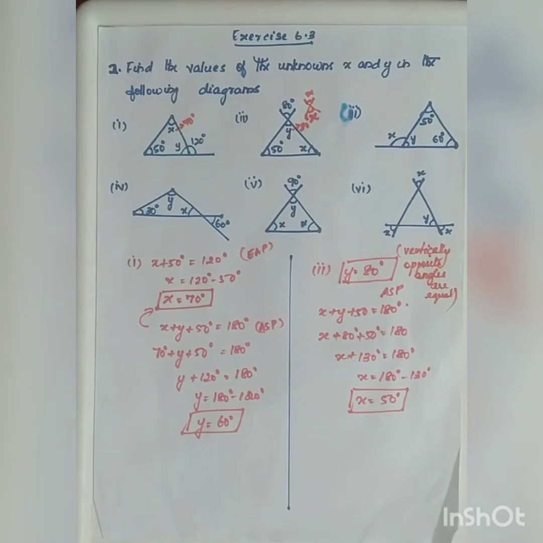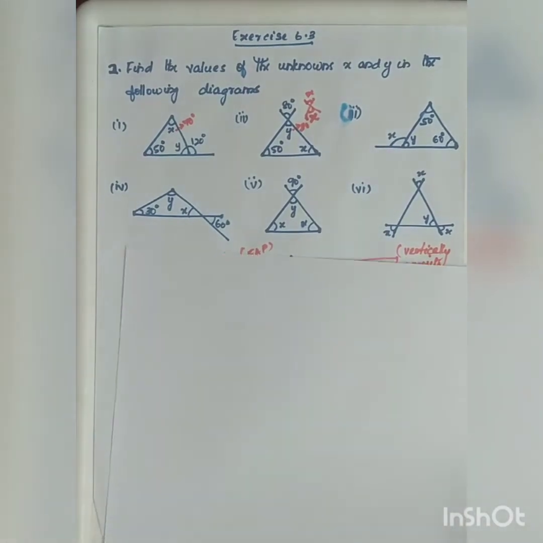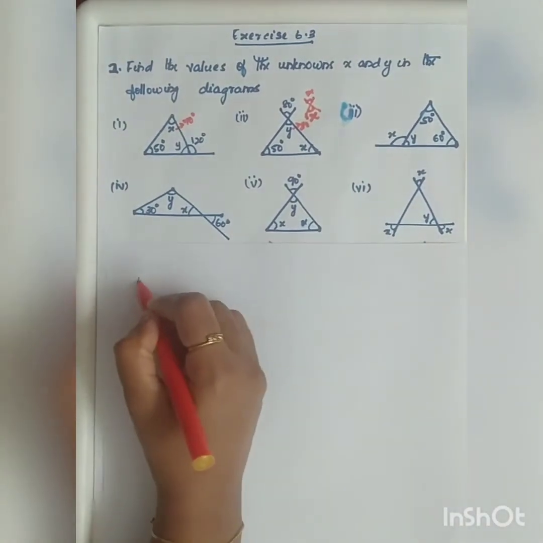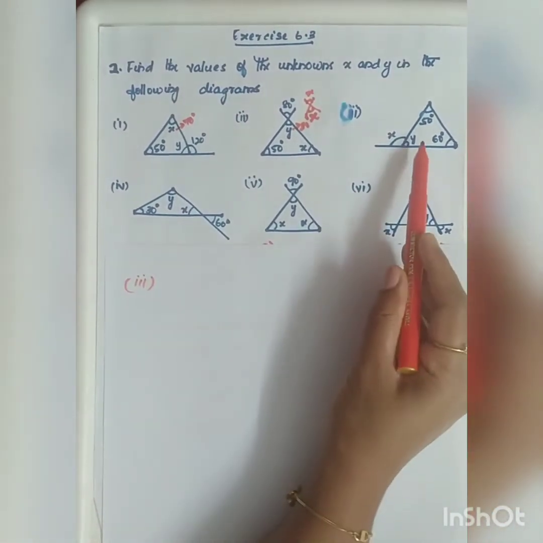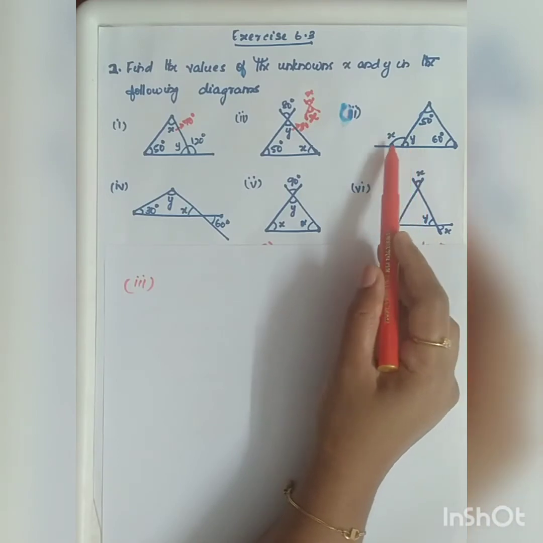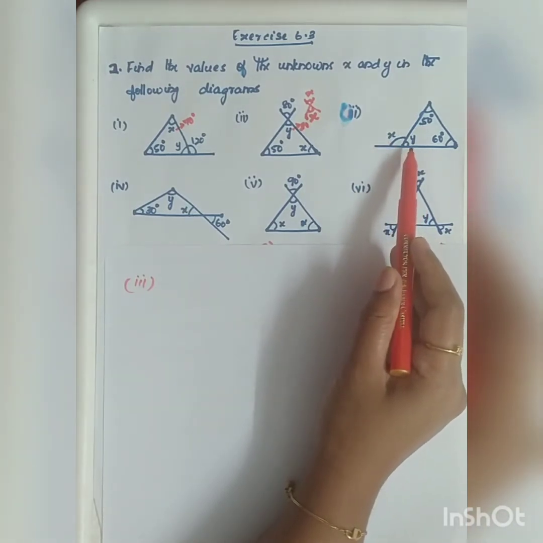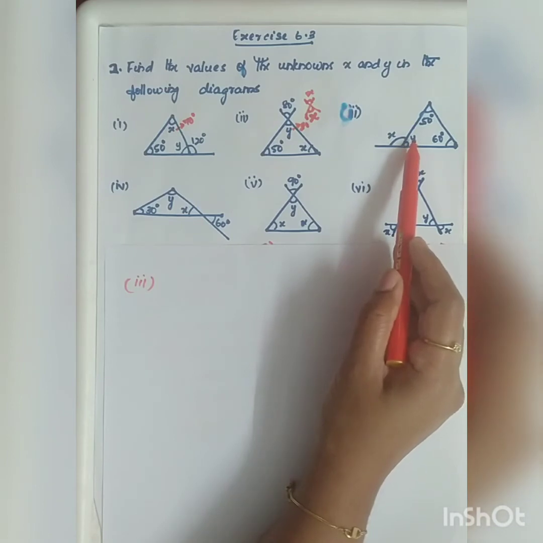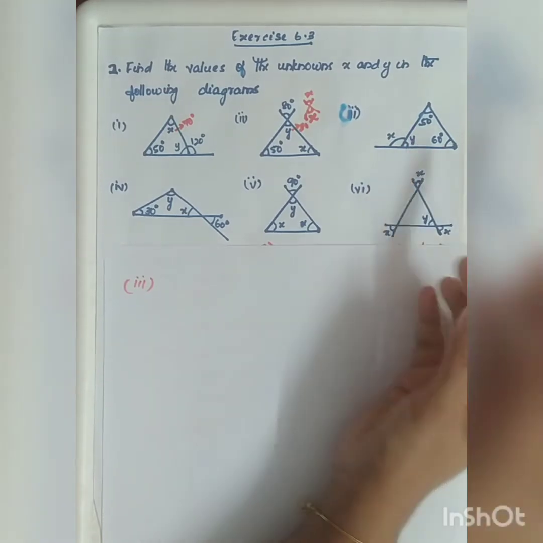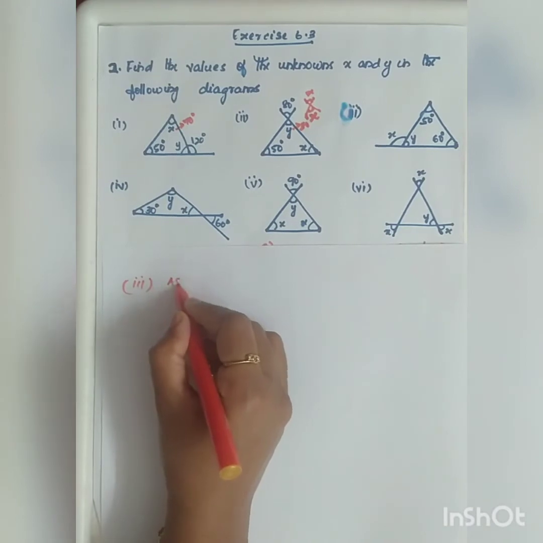Okay, I can take the next paper now. Moving on to the third problem. In the third problem, just analyze the diagram. Here two interior angles are given. We have to find one exterior angle and another one is the interior angle. Since we have one interior angle absent, we can apply the angle sum property.